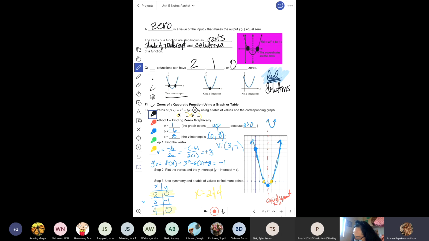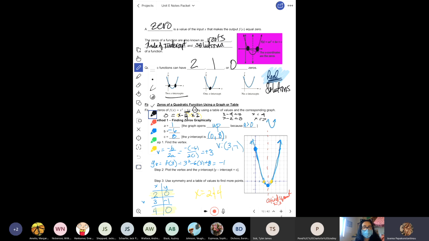Positive or negative? They have to add to give me -6. Beautiful. -4 and -2. And then I set that equal to 0 because I want my output to be 0. Zero product property says I could set each of those equal to 0. And look what I get. So we're going to talk about how we can use factoring to solve these.